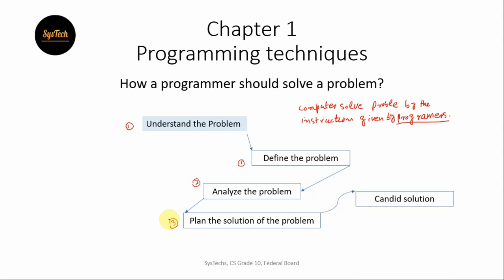And when the programmer is planning, he comes with more than one solution. These are called candidate solutions. What are the candidate solutions? The solutions which produce correct results.